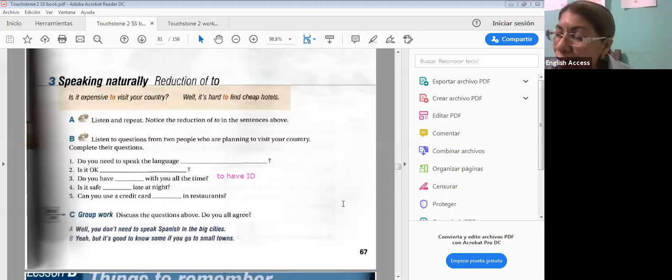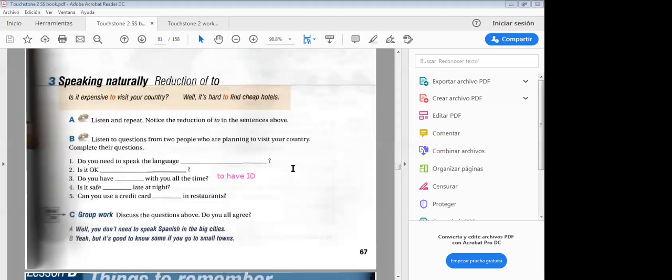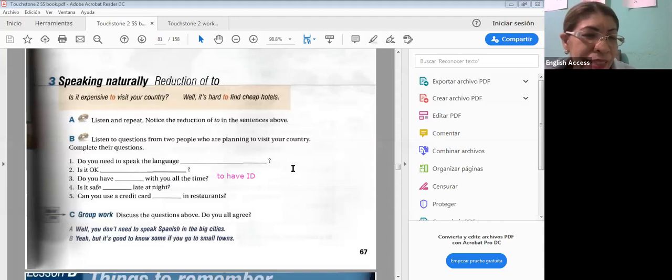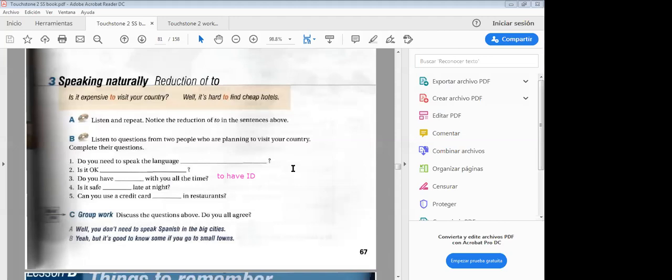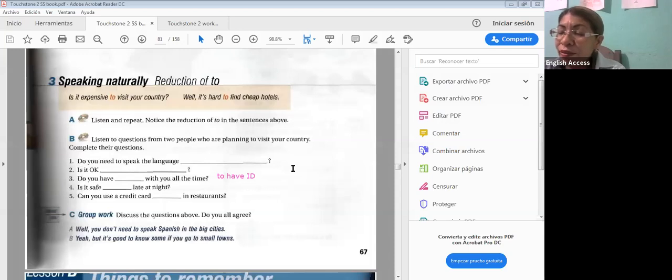Number four, is it safe to go out late at night? Yes, to go out late at night. And number five, can you use a credit card to pay in restaurants? Yes, to pay in restaurants. Correct. Okay, now you're going to practice with these questions.